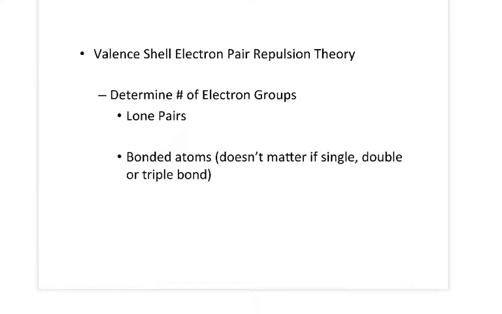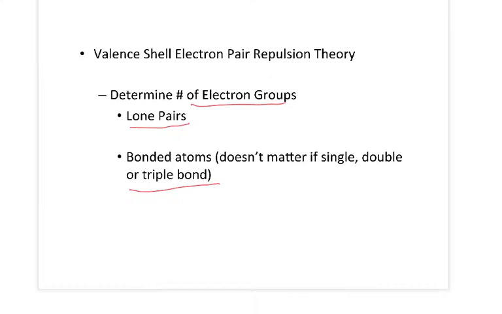So the central idea behind VSEPR theory is that electron groups want to get as far away from each other as possible, because of course electrons are all negatively charged and they repel each other. So to determine the electron geometry or the shape of a molecule, we need to know how many electron groups there are. An electron group can either be a lone pair, and this is not individual electrons, these are pairs of electrons, or a bonded atom is considered an electron group.